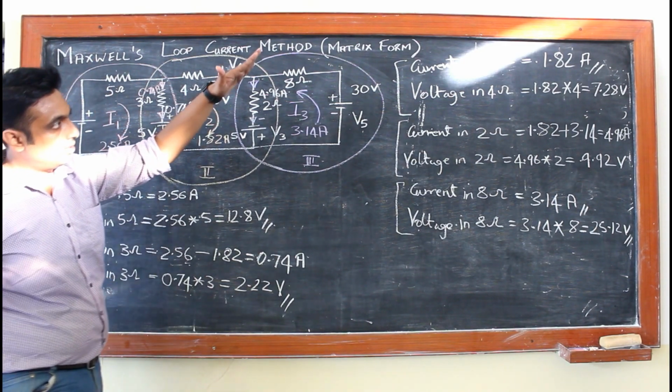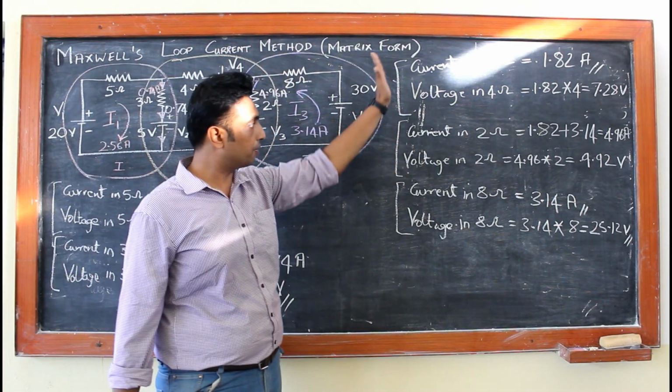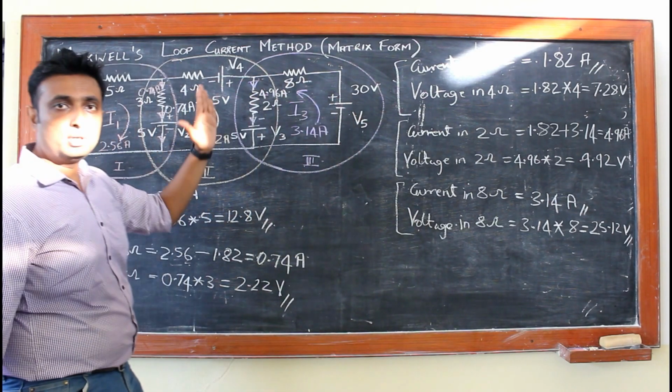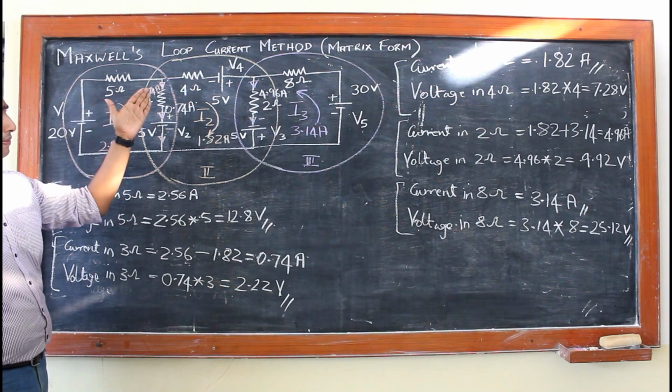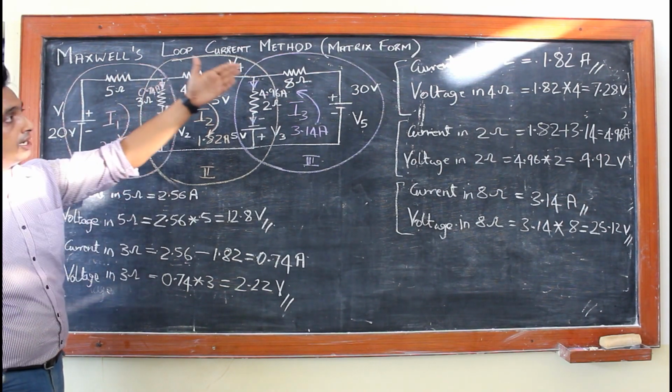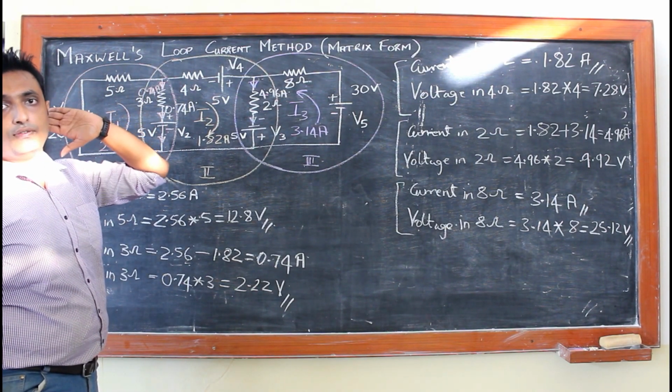But this is just a broad method so that you come to know how you find out the voltage and the current in each and every resistor. But always remember, for what is only asked, for that only you give the value.